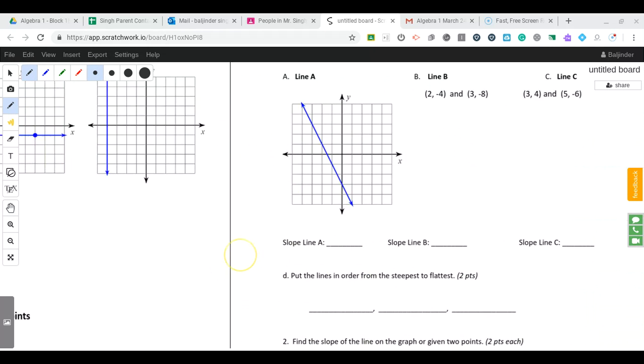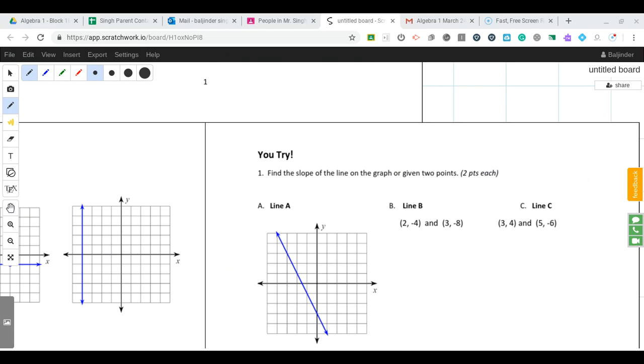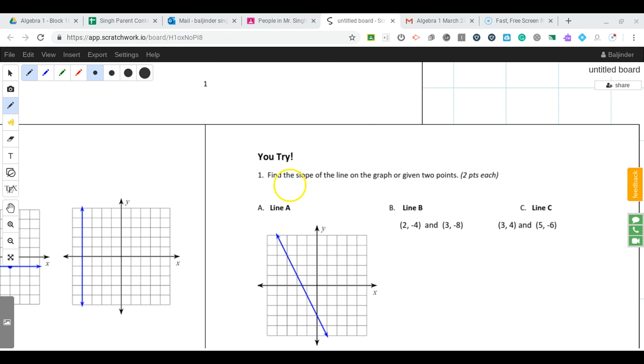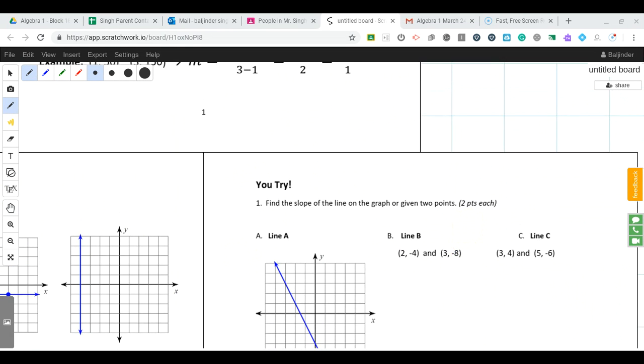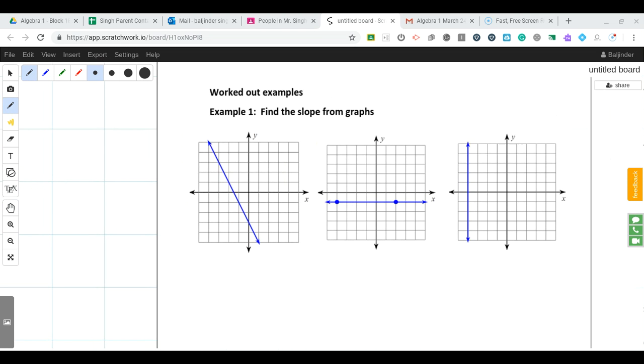Again, you'll be able to see this document in Google Classroom. When you're working on these examples on your own, just make sure you write them on a piece of paper and take a picture of it and send it back to me. All right, so let's begin.